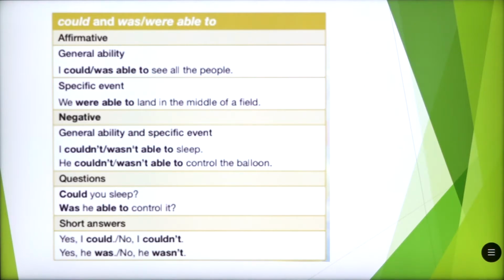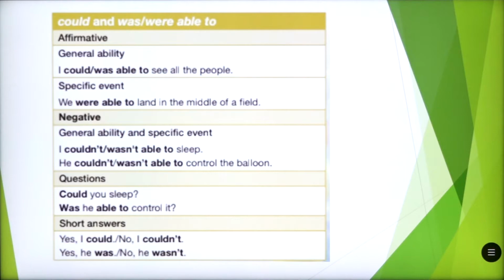Questions. Whenever we use questions, we have to put the modal verb could first, or the auxiliary verb was first. For example, could you sleep? Was he able to control it?